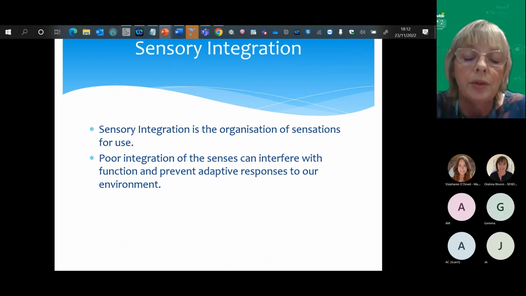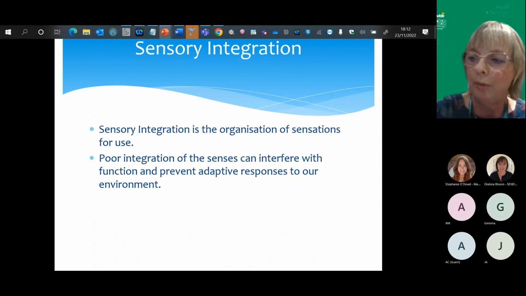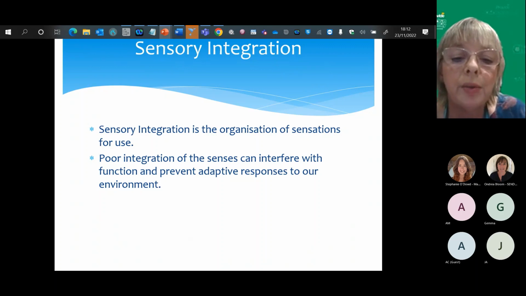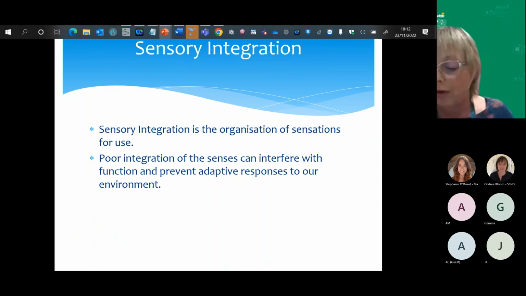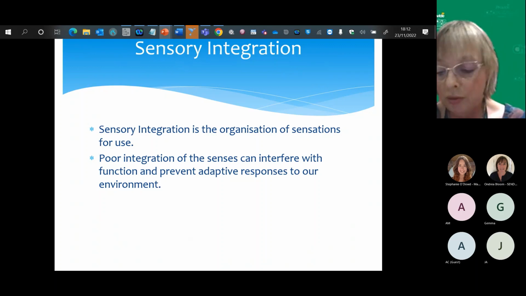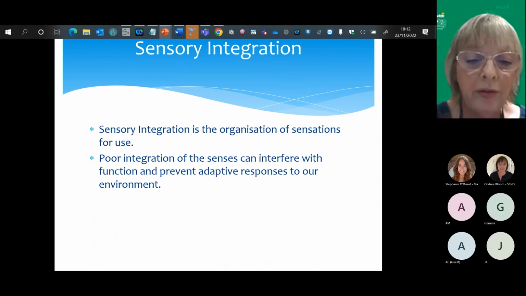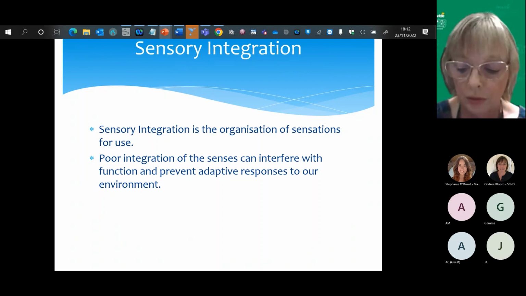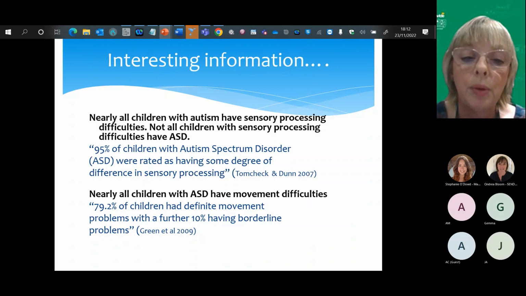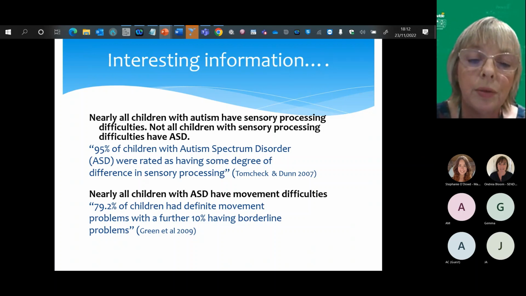So sensory integration is the organisation of our senses for use. So I've got bits of paper in the wrong order. And poor integration of the senses interferes with function and prevents the adaptive responses to our environment. And in the autistic spectrum population, sensory integration is known to be a problem that affects everyday life to different levels. Interesting fact, nearly all children with autism have sensory processing difficulties.